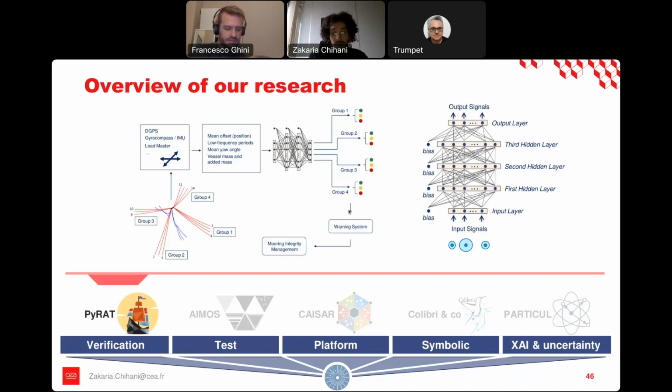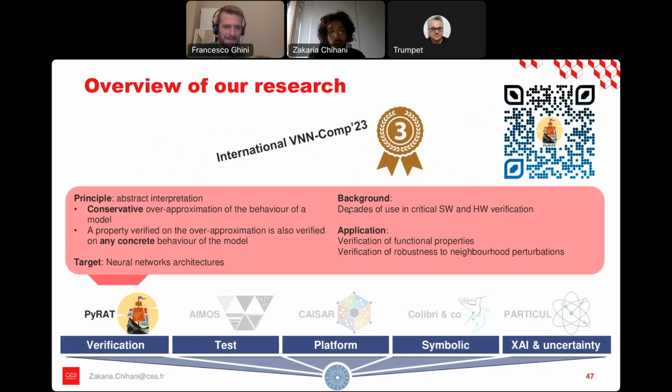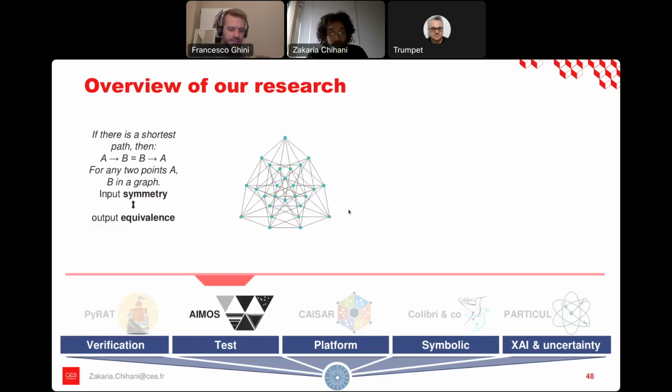Right, so we move to testing. Oh yeah, before going there, here is a little summary. PIRAT is used in formal verification of neural networks. It's based on abstract interpretation, conservative over-approximation, all the things that I said. You can check the website on this little QR code. And PIRAT came third in this year's international verification of neural networks competition. We hope to do better next year, but it's already a good result.